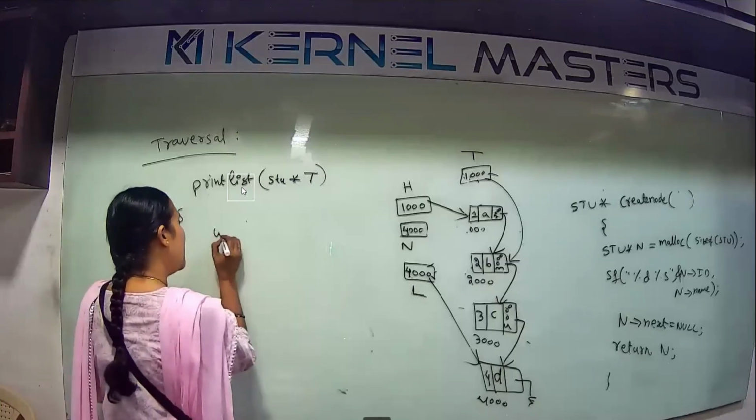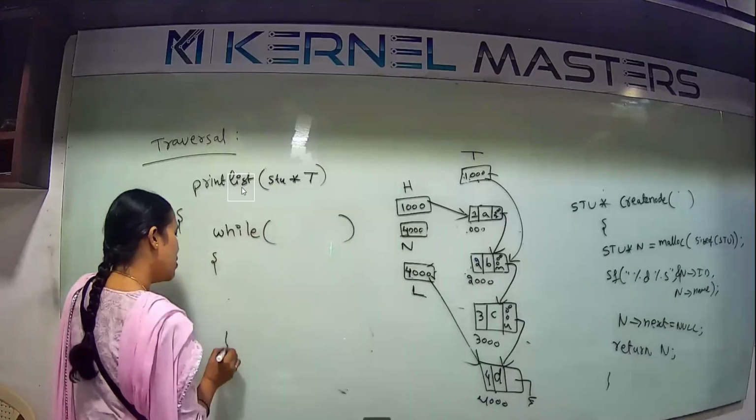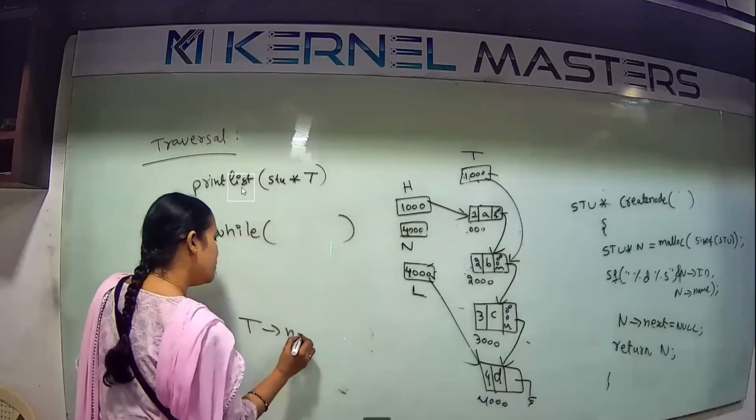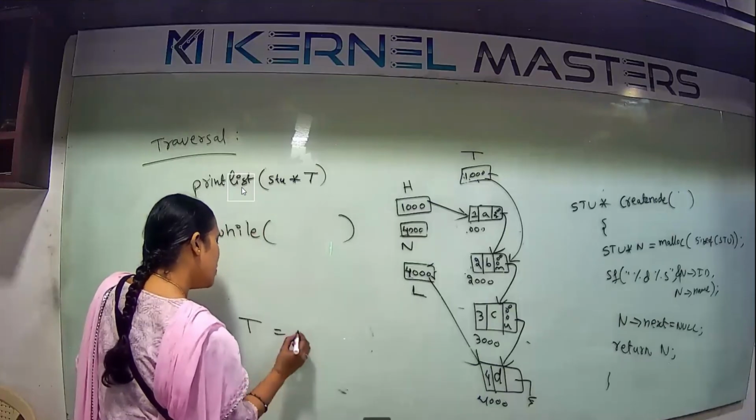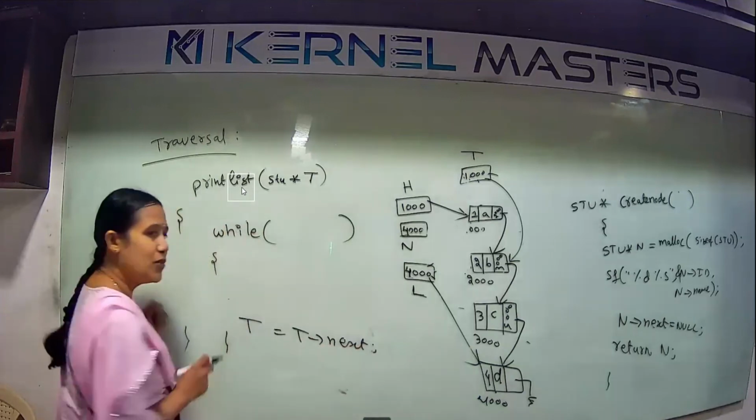So you will write a loop where you are going to move next. T is equal to T next. For everything you have to keep on doing this one. T is equal to T next.